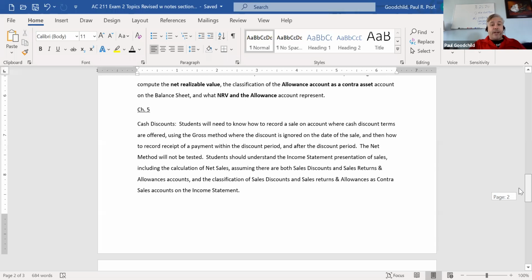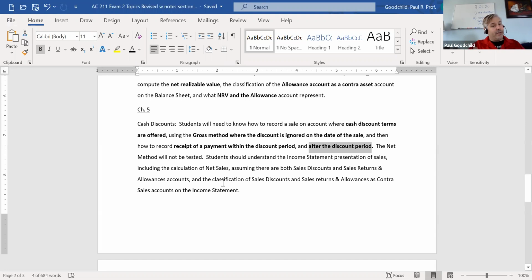Chapter 5, cash discounts. Students will need to know how to record a sale on account where cash discounts are offered. So this should be relatively fresh in your mind. We worked on this last week. The gross method, where the discount is ignored on the date of sale. And then how to record the receipt of payment within the discount period, and after the discount period. The net method will not be tested. So basically record the full sale and then record the discount after.